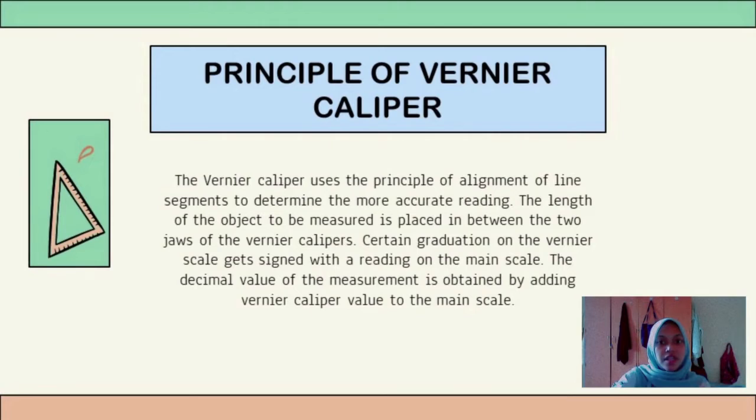Principle of vernier caliper. The vernier caliper uses the principle of alignment of line segments to determine a more accurate reading. The length of the object to be measured is placed in between the two jaws of the vernier calipers. A certain graduation on the vernier scale gets aligned with a reading on the main scale. The decimal value of the measurement is obtained by adding the vernier caliper value to the main scale.